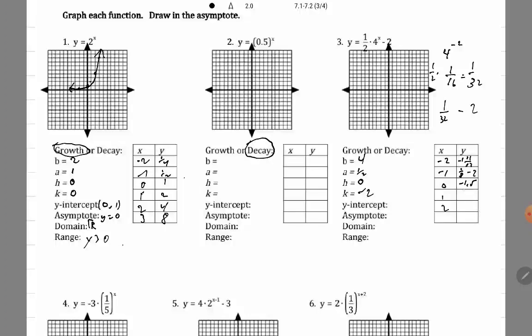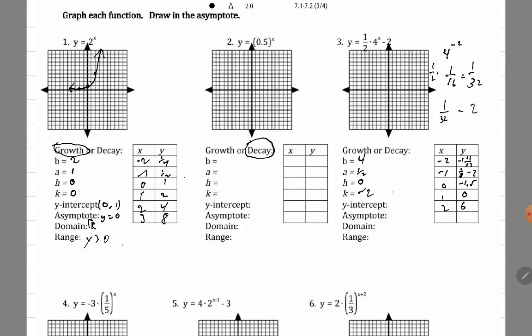And then 1. So 4 to the first power is 4. 1/2 of that is 2. 2 minus 2 is 0. 4 squared is 16. Half of that is 8. Minus 2 is 6. All right, let's graph this.